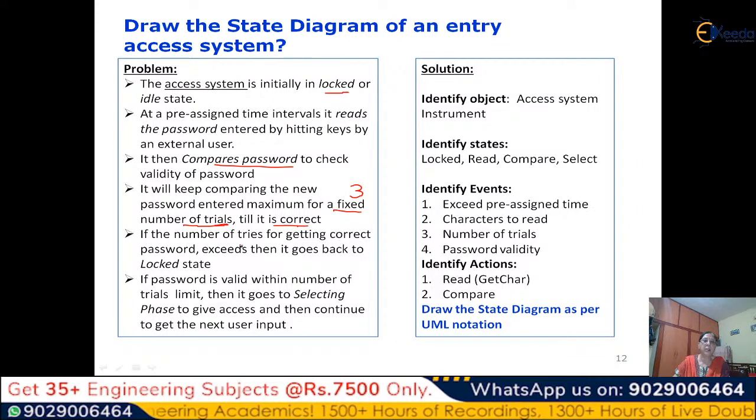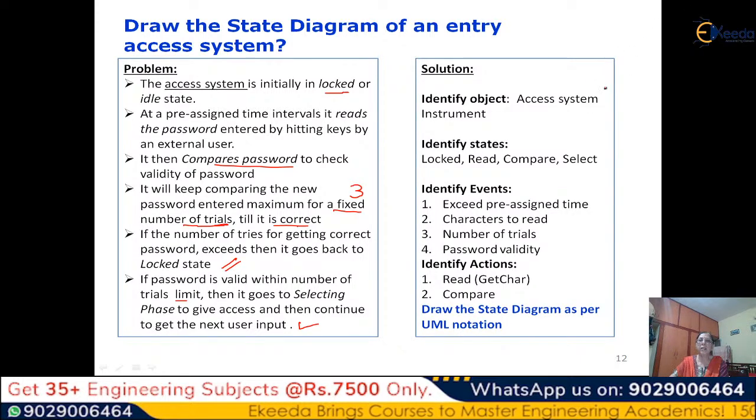If it is correct, it is fine. If the password is valid within the number of trial limit, then it will go to the select phase to give the access and then continue to get the next user input. That means it will go to the wait stage or the locked stage, and it will wait there till the next user. And if the number exceeds or the password is still not correct, then it will not allow. It will just go back to the locked state.